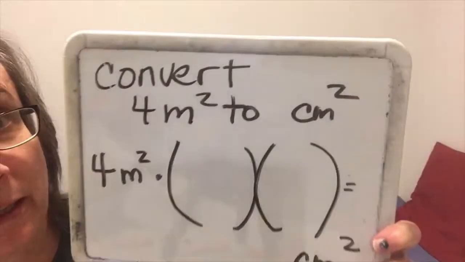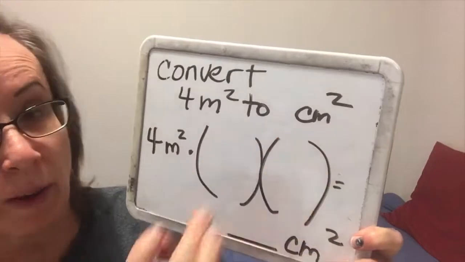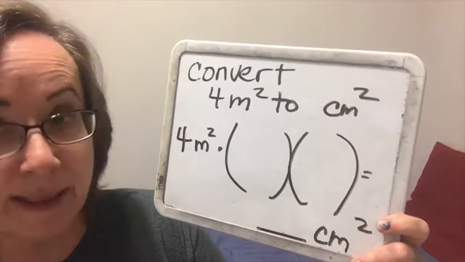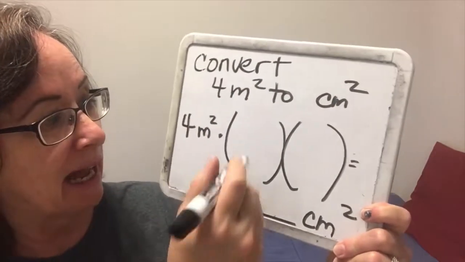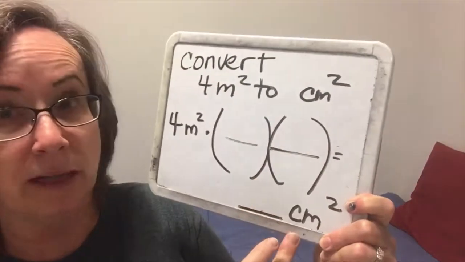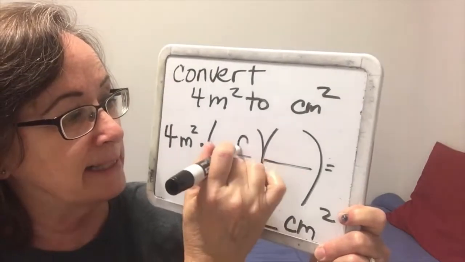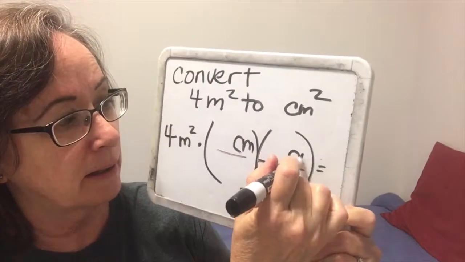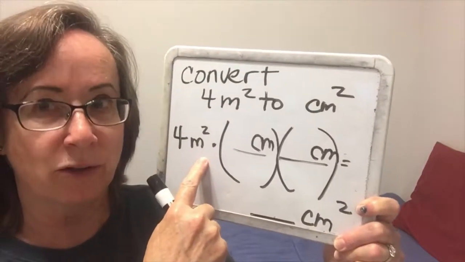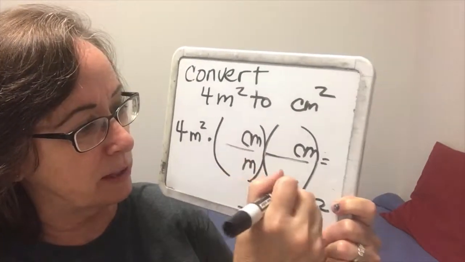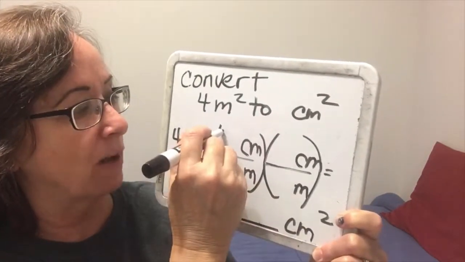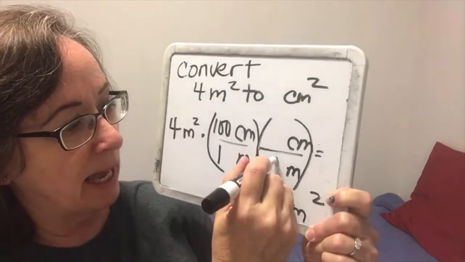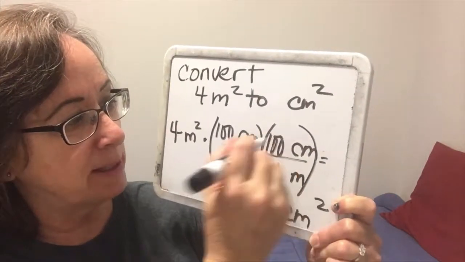The next example says we're going to convert 4 meters squared to centimeters squared. We always have to have square units. So 4 meters squared, and I want to get to centimeters squared. Therefore, I need centimeters on the top. I'm trying to get rid of meters times meters, so I need meters and meters on the bottom. Well, we know that 1 meter is 100 centimeters, and 1 meter is 100 centimeters.